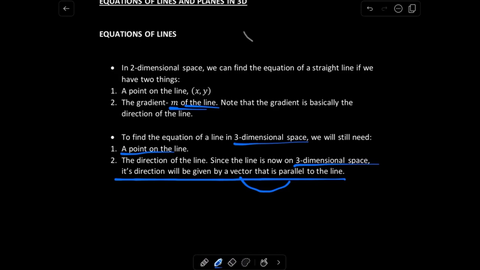Because if the vector is parallel to the line, so here is my line, and here is a vector indicating the direction of that line. So this vector here is parallel to this line. It is basically indicating the direction of the line that I want to find the equation of. So again, moving from 2 dimensions to 3 dimensions, we still need the same two things. Firstly, we need a point on the line, and we need the direction of the line. However, in 3 dimensions, direction is no longer given by gradient. It is going to be given by a vector.